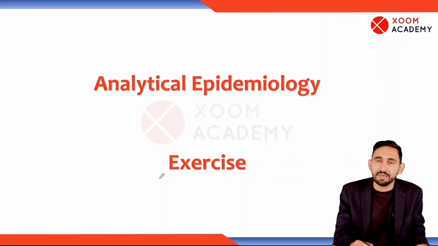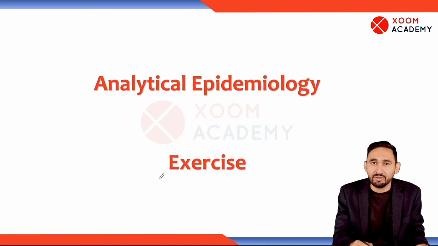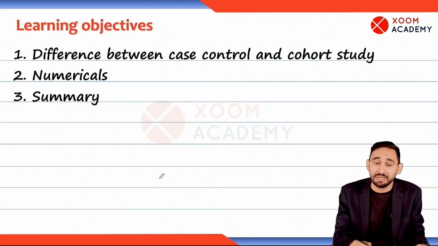We will discuss various scenarios of analytical epidemiology. How will you identify a case control study and a cohort study? What are the various points of identification of these studies? We will also discuss differences between them. So, we will do this session according to the following learning objectives.